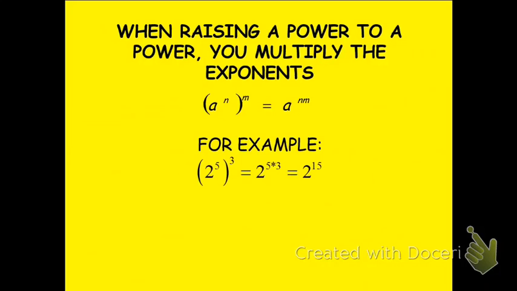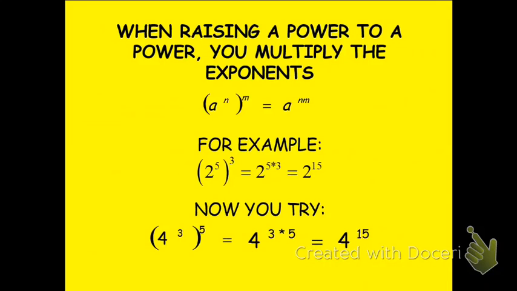The example that we have for this is 2 to the 5th raised to the 3rd power. So now it's a power to a power. We're going to take these two and do what? Multiply them. And now we're left with 2 to the 15th power. Okay? Now, you guys try. Same example, all we're going to do is take 3 and 5, raising a power to a power, multiply those two exponents. Now we're left with 4 to the 15th power.